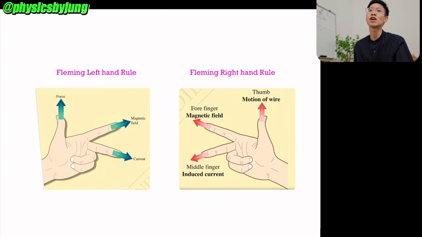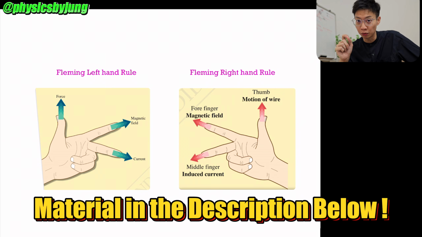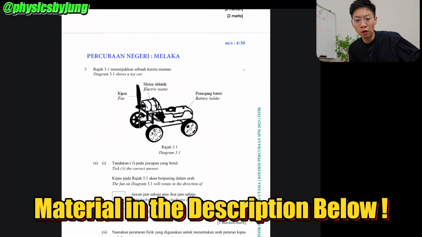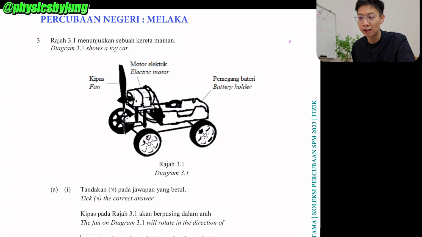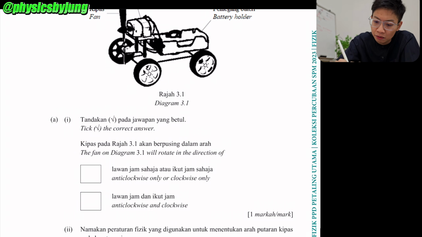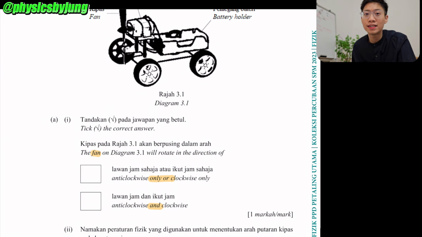Hi everyone, today we're going to talk about Fleming's left-hand rule and Fleming's right-hand rule and when to use which one, okay? Let me use 3 questions to talk to you about this. Today the first question we'll look at is actually from our molecular paper. For the molecular paper, the first question they want you to see is they'll tell you that the fan now will rotate where? Only clockwise or anti-clockwise, or both clockwise and anti-clockwise.